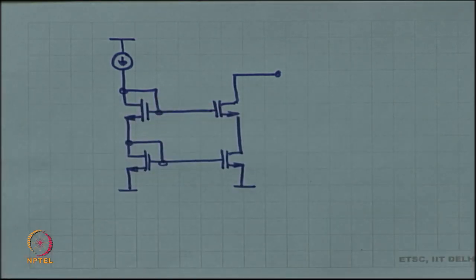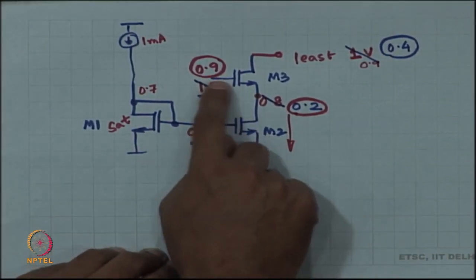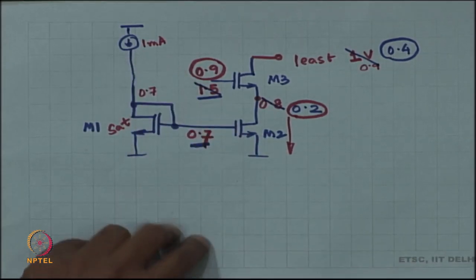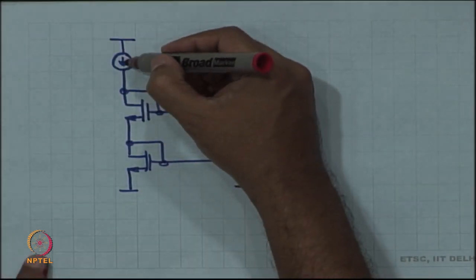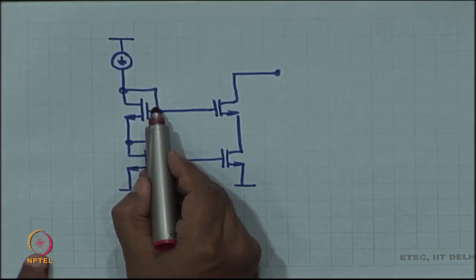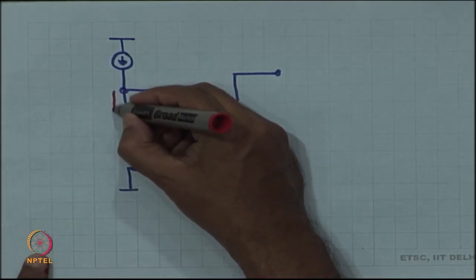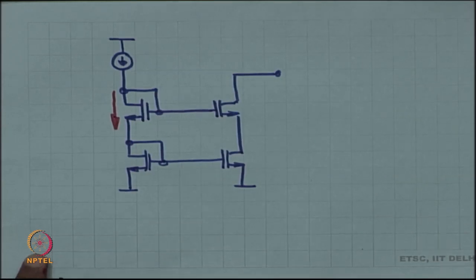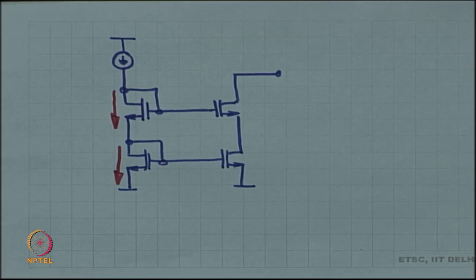Assume all the devices are identical. So, from this page what is the difference? I have added one more device on this side, on the reference side. All right. So, let us look at the reference side quickly. This is my reference current, let us say 1 milliampere. Where does it go? Does it go through this wire? No, it does not, because the gate current is 0. So, all of that current goes right through, and all of that current goes right through.